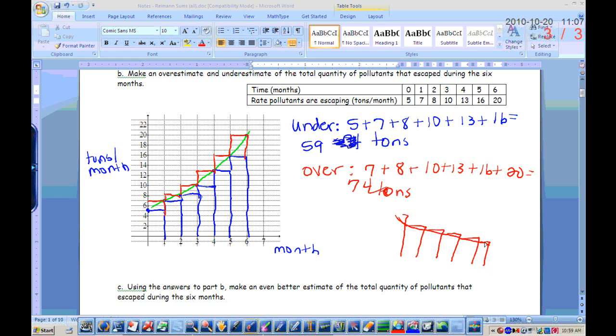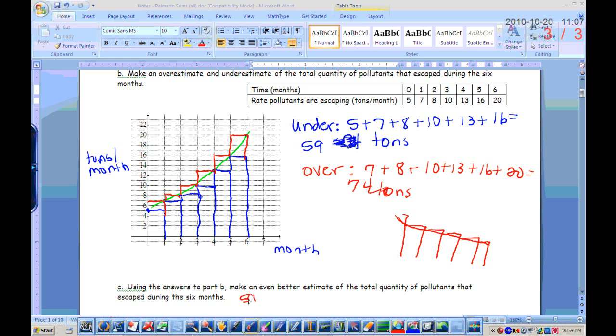All right, let's go to part C. Using the answers to part B, make an even better estimate of the total quantity of pollutants that escapes during the first 6 months. What could we do? Average them, absolutely. If we know we have an estimate that's too low and we have an estimate that's too high, then a better estimate would just be to average them.